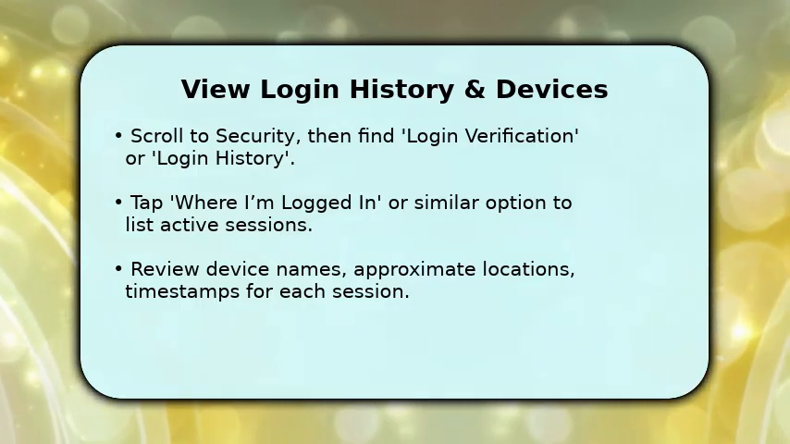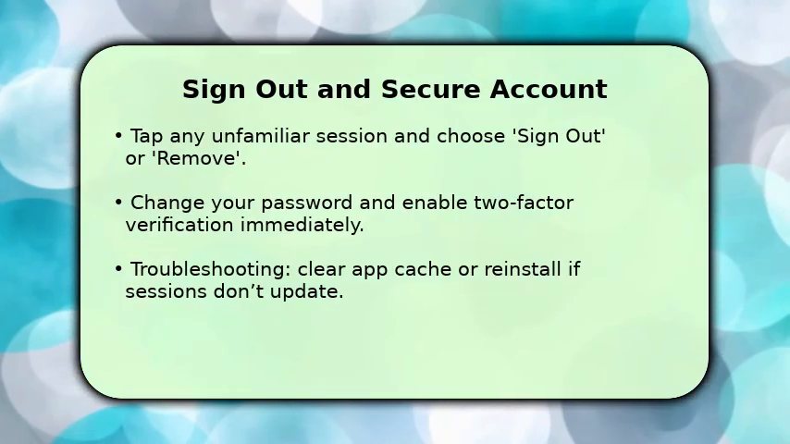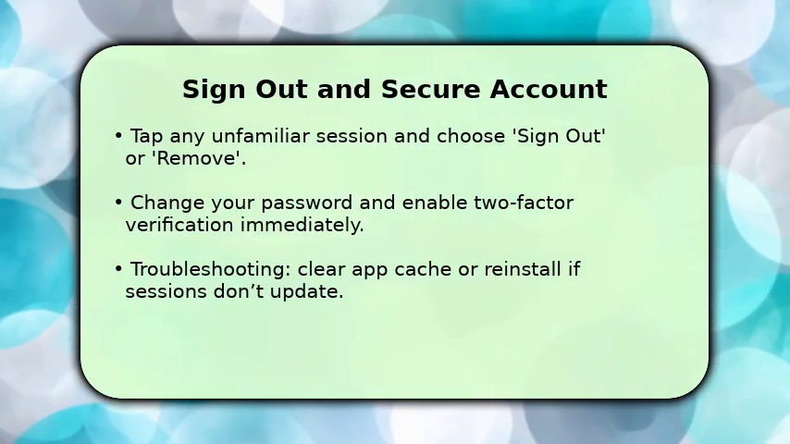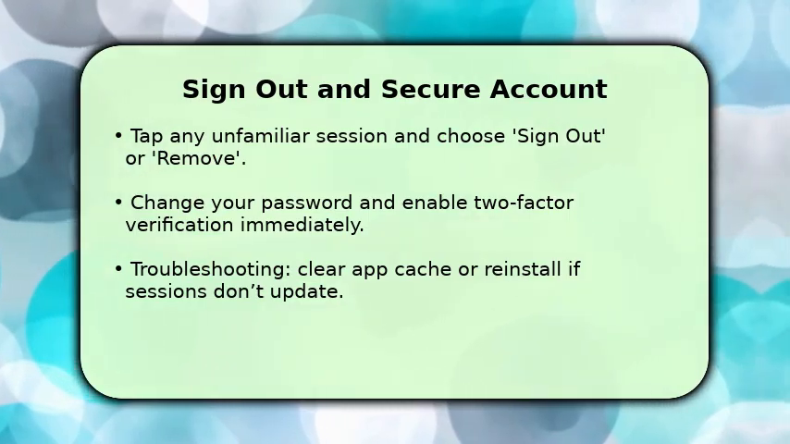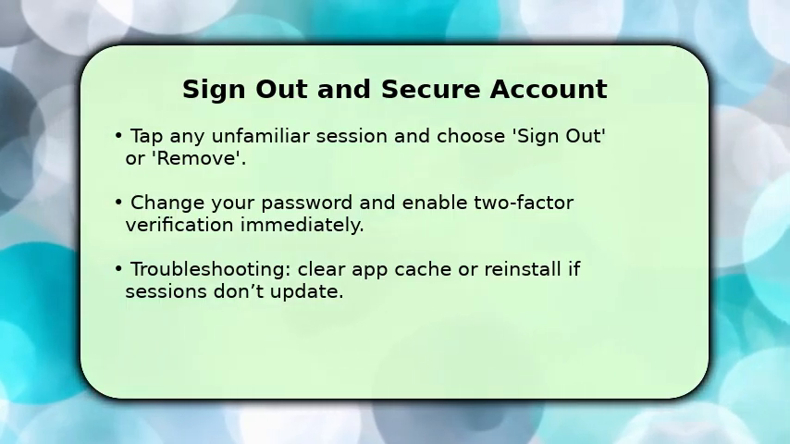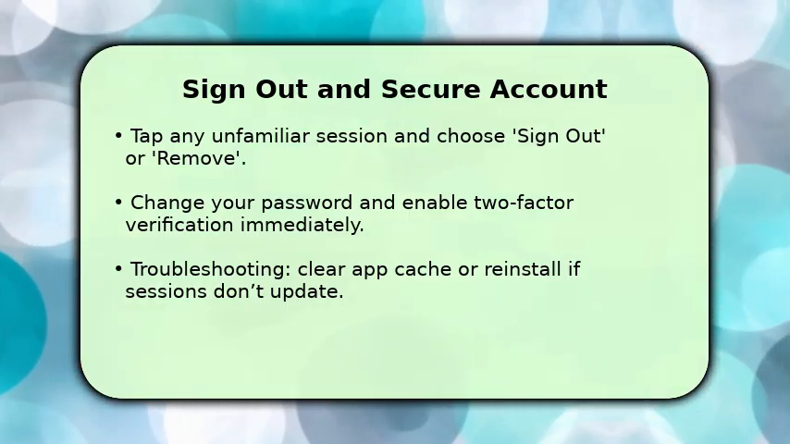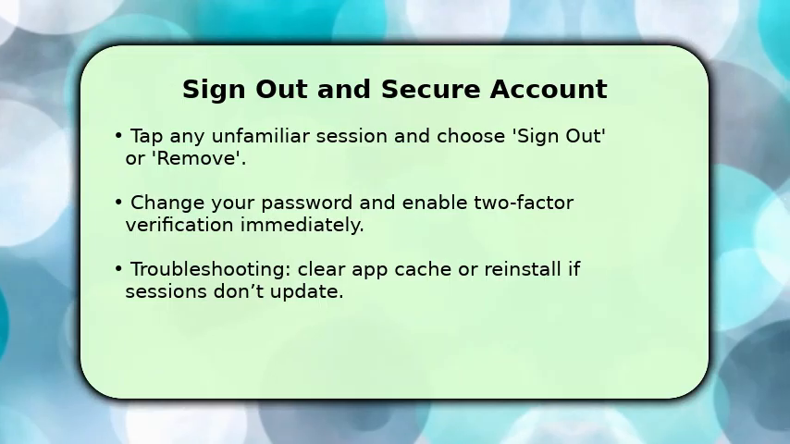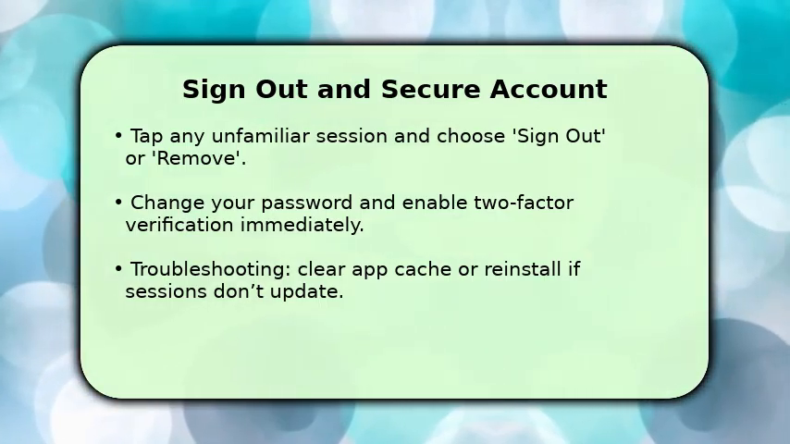To finish, tap any unfamiliar session and choose Sign Out or Remove to terminate access. Once done, make sure to change your password to a strong, unique one and enable two-factor authentication to prevent future unauthorized logins. If sessions don't disappear right away, clear the app cache in Settings or reinstall the app to force an update, and then recheck. If you still see problems after that, contact Snapchat support and provide the time.